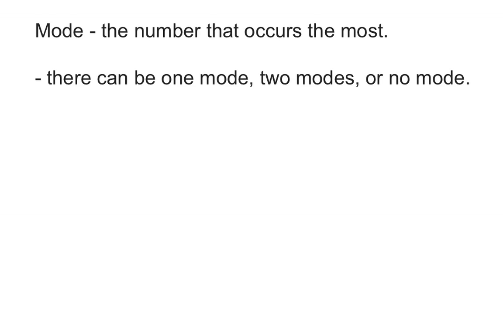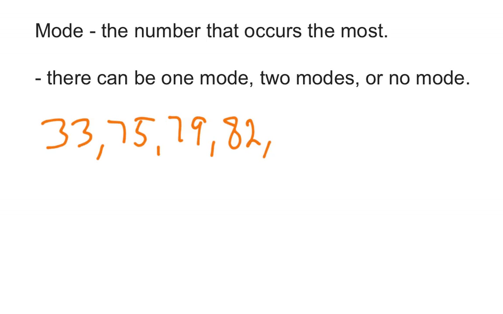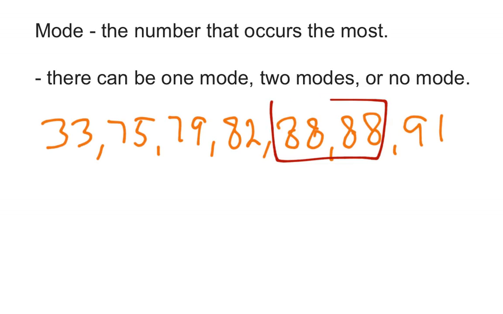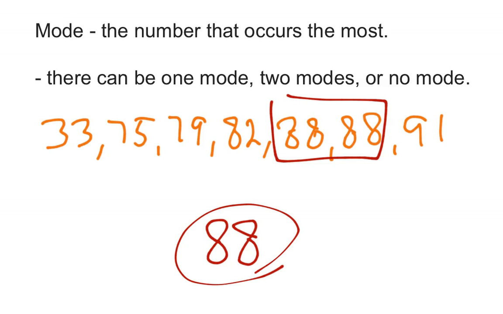Okay, there can be one mode, two modes, or no mode. So again, I'm just going to write down our numbers one more time, and I'm going to put them least to greatest. 33, 75, 79, 82, 88, 88, and finally 91. And we're looking for which number occurs more than anything else. Okay? The 88 happens twice. It's as easy as that. 88's our mode because it happens more than anything else.